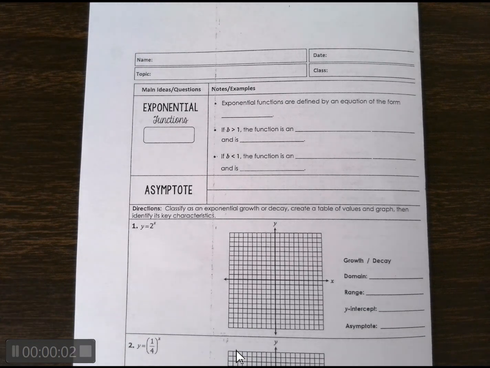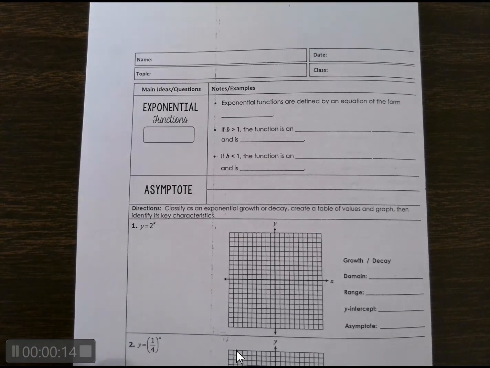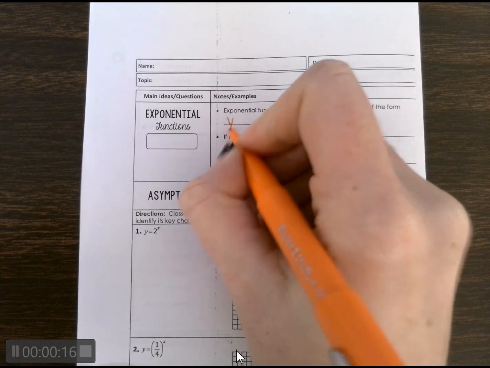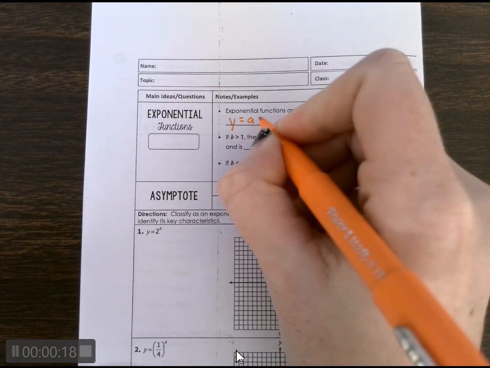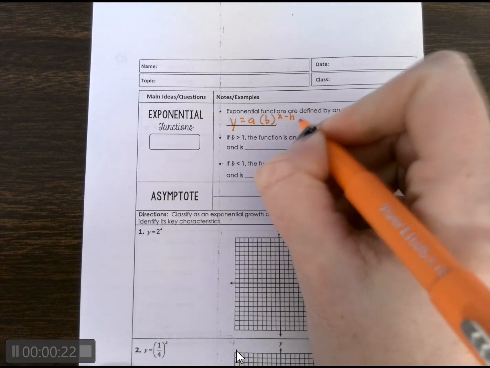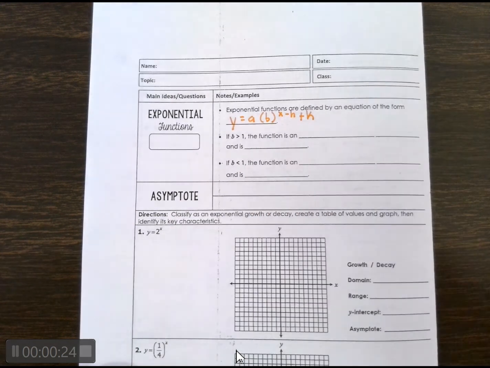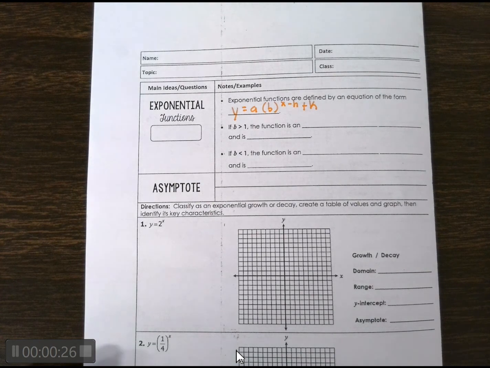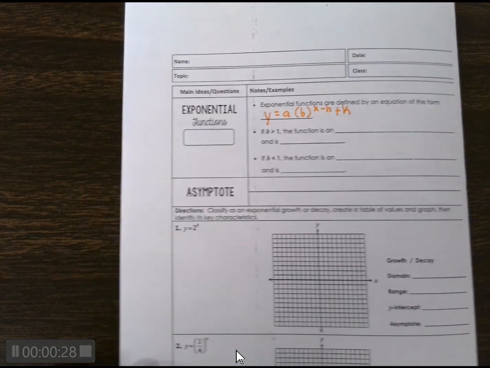Hey guys, welcome back. So today we are going to be reviewing exponential functions, and hopefully we will start to get a better understanding of them. Exponential functions are defined by an equation in the form of y equals a times b to the x minus h plus k. Alrighty, so that is our form.